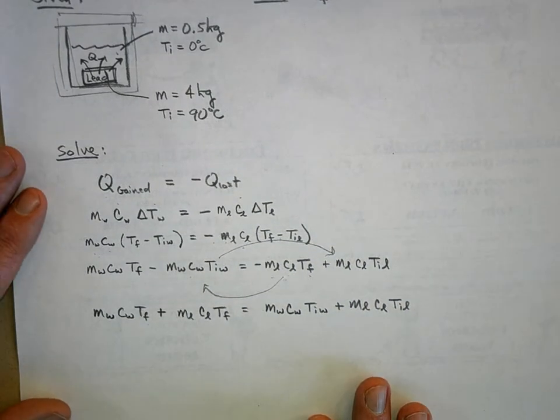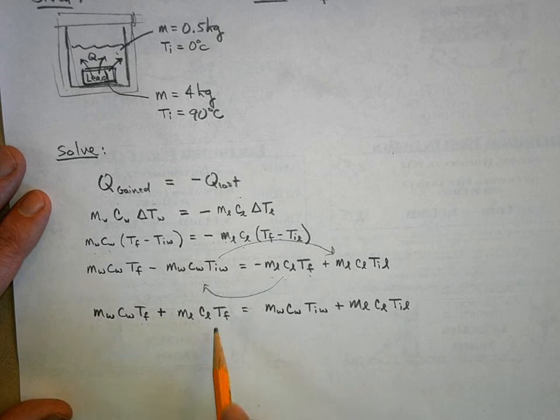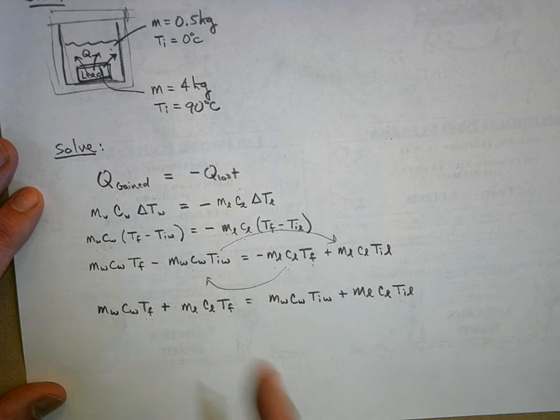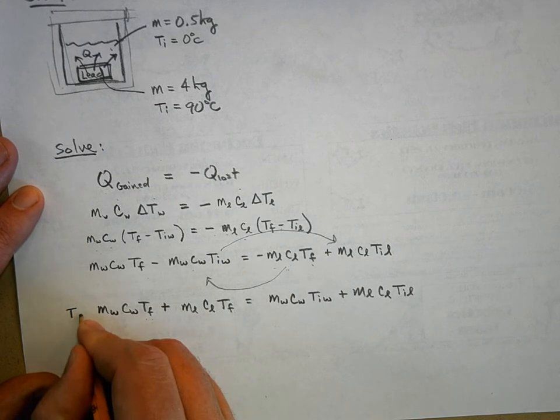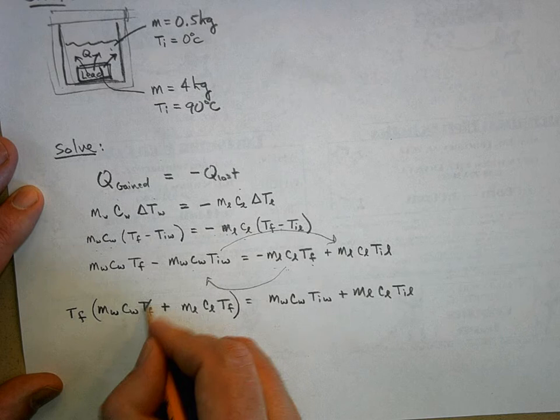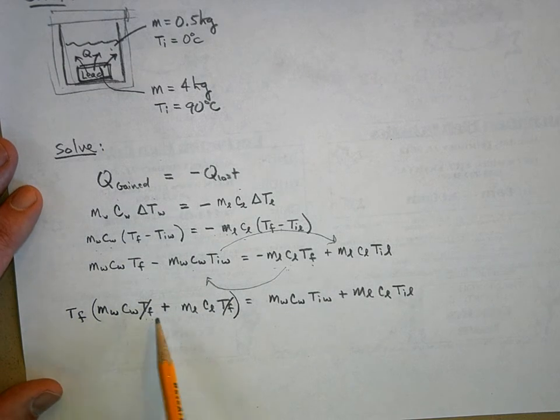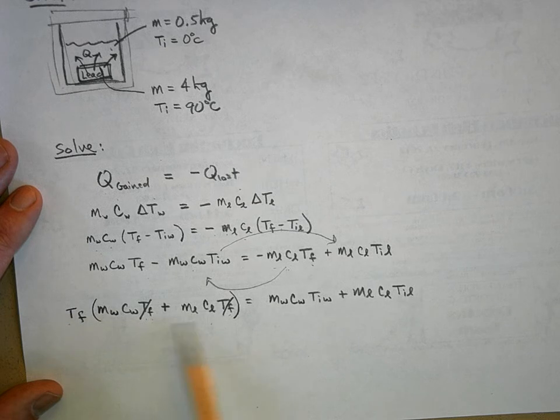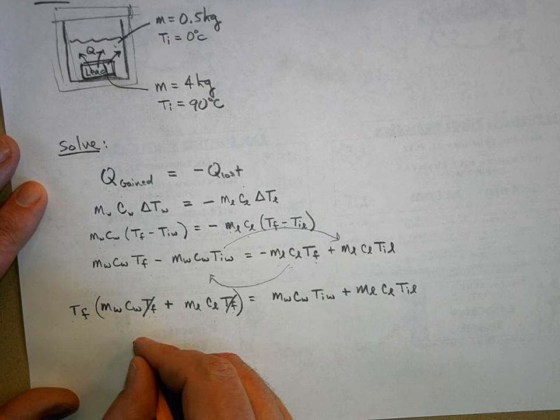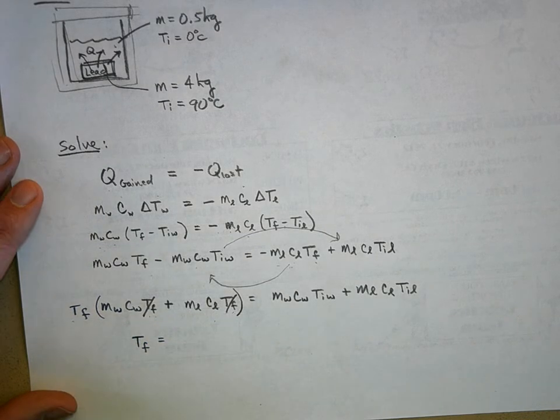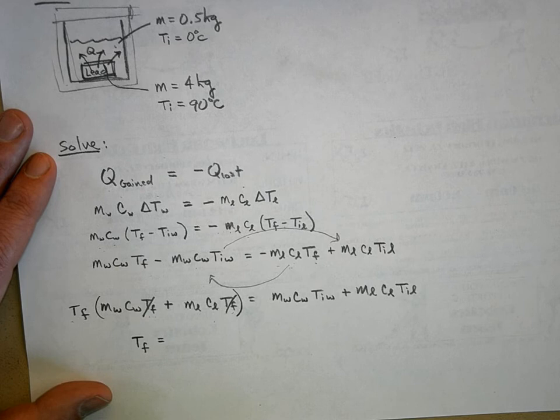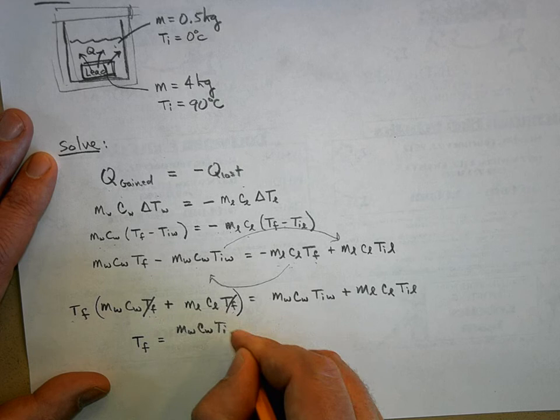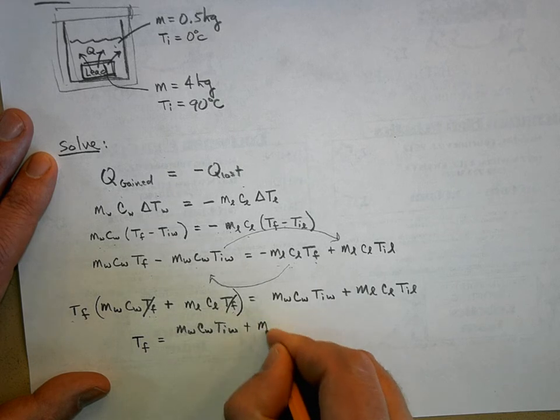Almost done. Now I can factor out T final. I'll just cheat a little bit to save myself some writing. I'll put T final out here, put this in parentheses, and cancel this out. You see what I did? I just factored out the T final. Now to solve for T final, I just divide both sides by this, and I get the equation that you're going to be allowed to use. Thermal equilibrium problems. T final is equal to the mass of the water, specific heat of the water, times the initial temperature of the water plus M_L C_L T initial L.